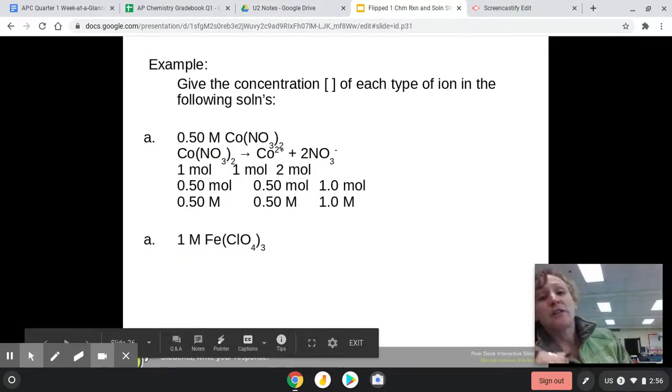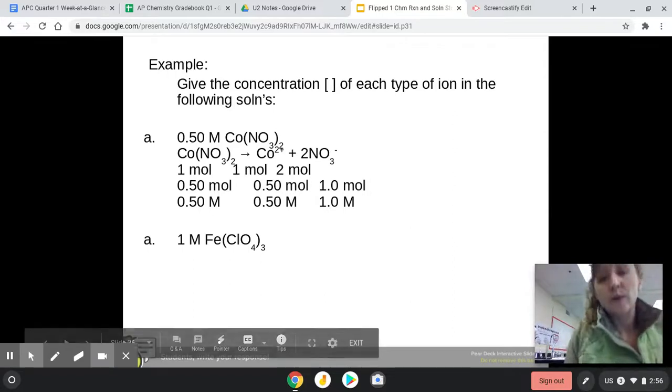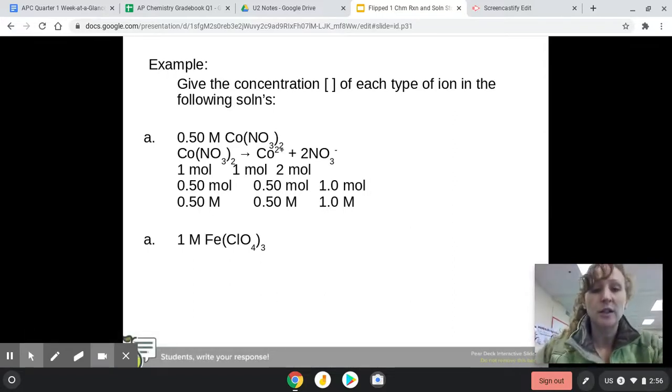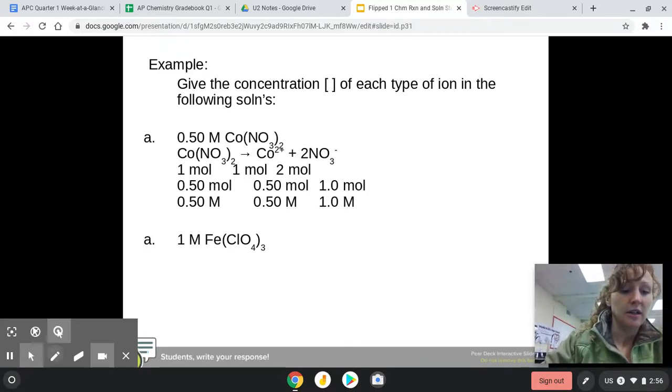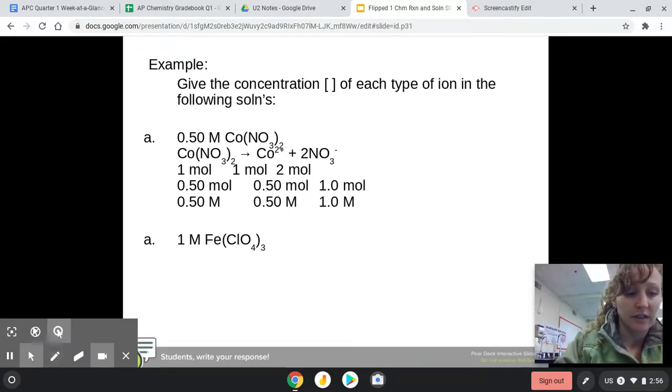Okay, so this is a perfect example of what we were just talking about. Now, if I'm looking at cobalt(II) nitrate here, I have it.